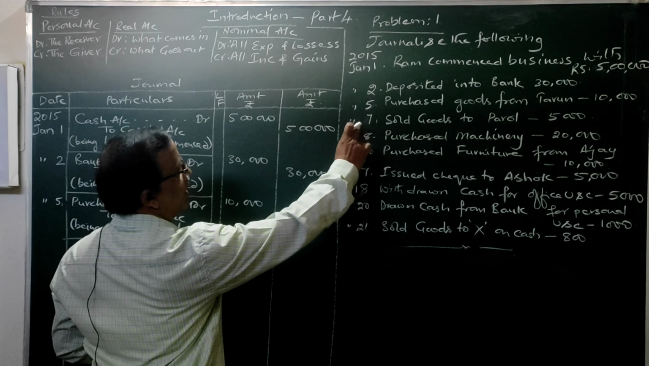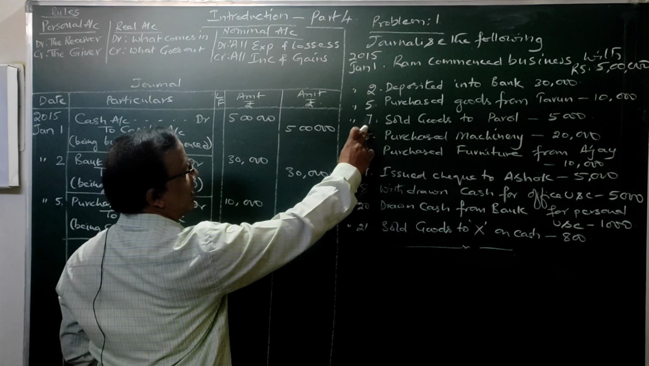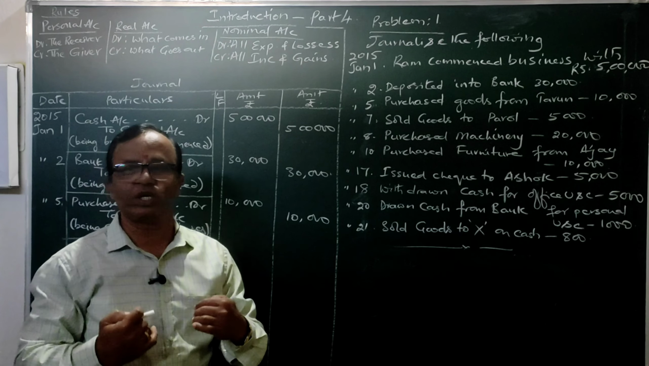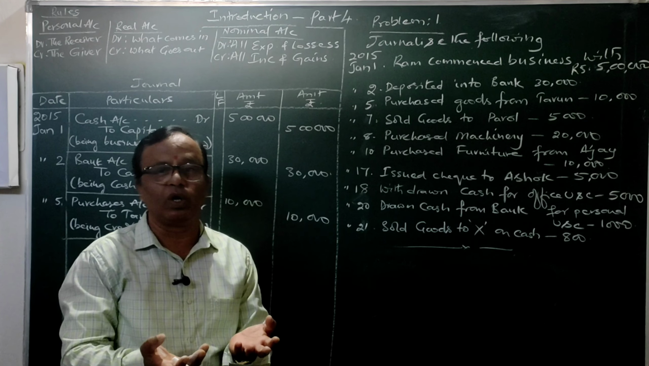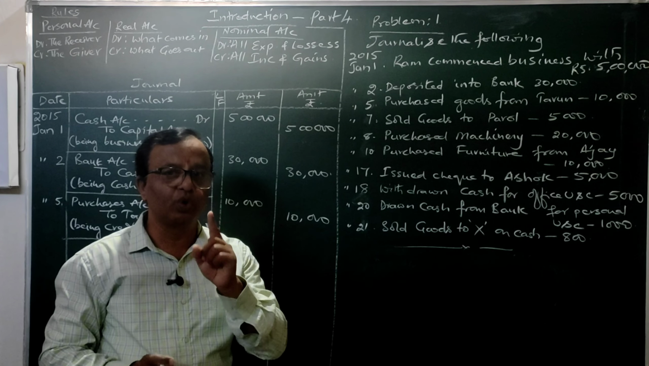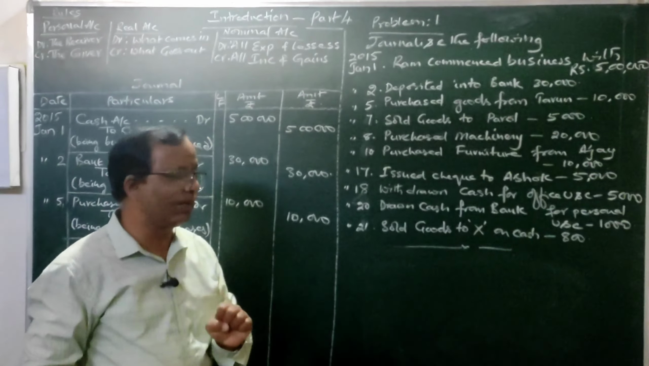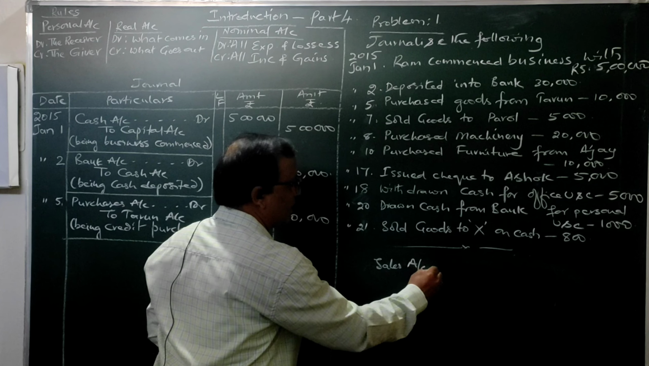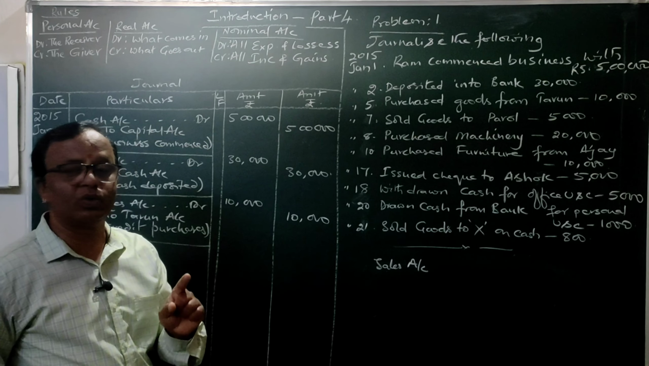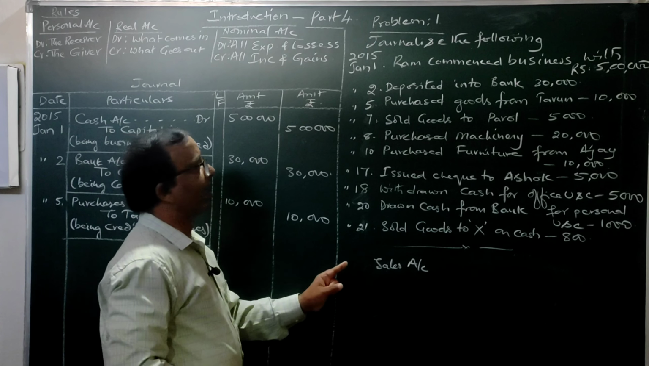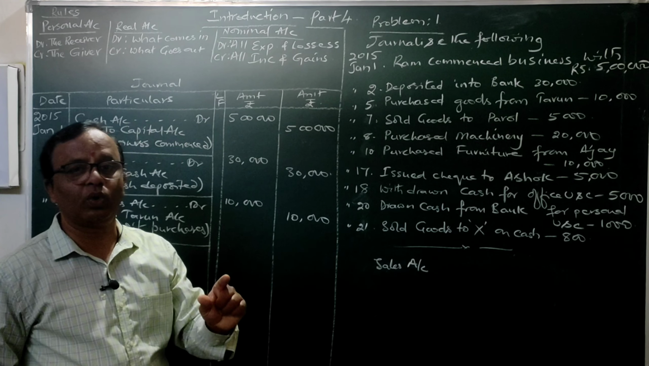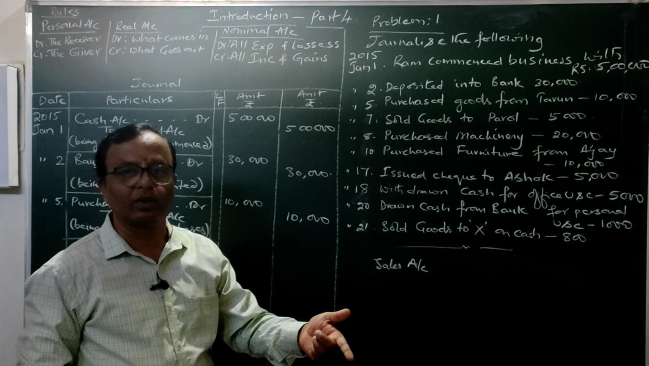See, observe here, the next transaction, 7th day: sold goods to Parole. Who has sold? Your business has sold goods to Parole. When you have sold goods, the account affected will be the sales account. When you purchase goods, the purchase account is affected; when you sell goods, the sales account is affected. And you see, sold goods to Parole: on cash or on credit? Check it out.